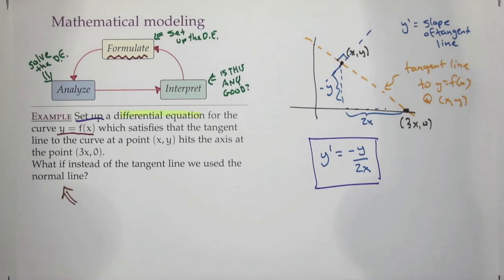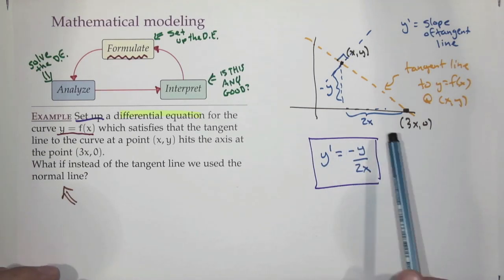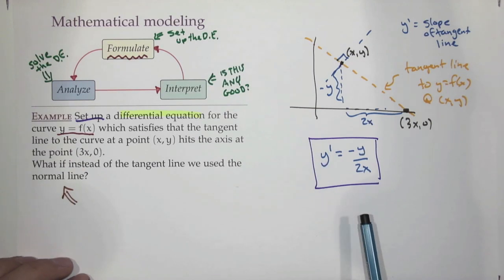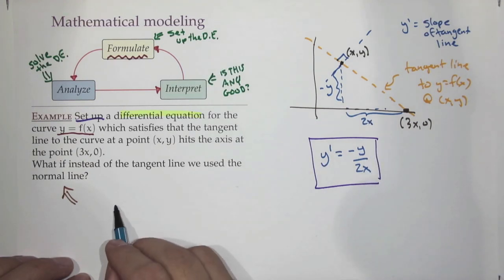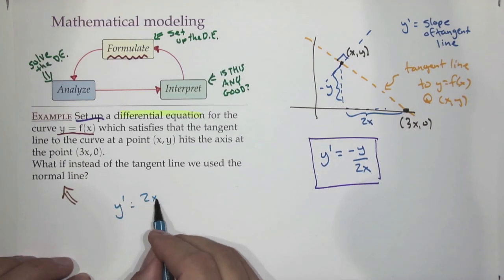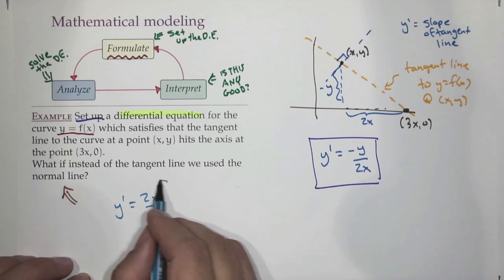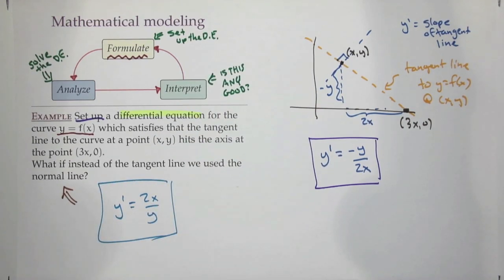Okay, we have our slope here. So what should we do to that slope? Negative reciprocal it. So what's the negative reciprocal of negative y over 2x? 2x over y. And that's the answer to the second part. And there we go. All right.